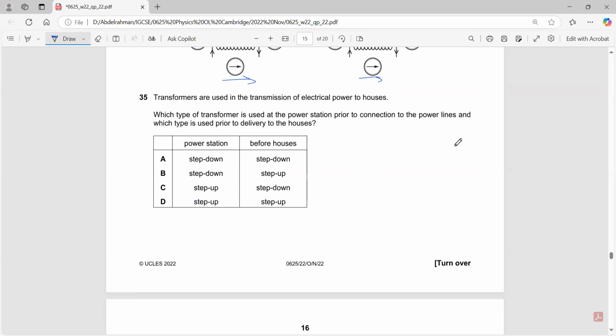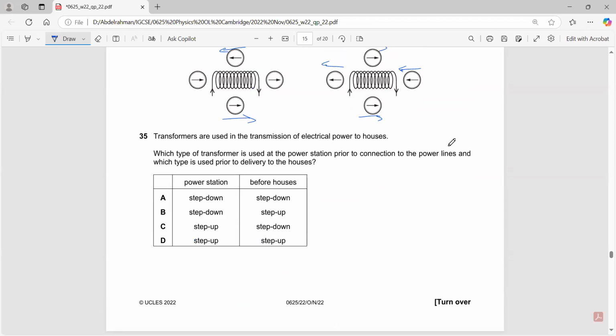Transformers are used in the transmission of electrical power to houses. Which type of transformer is used at the power station prior to the connection to the power lines, and which type is used prior to the delivery to the houses? Right after the power stations, for example, you have a generator, whatever station is producing electricity. Right after the power station, you need a step-up transformer.